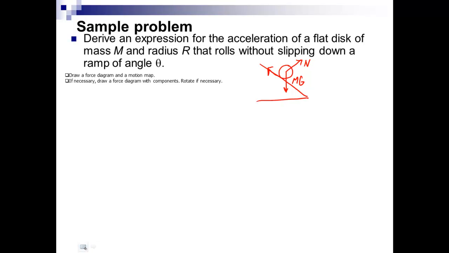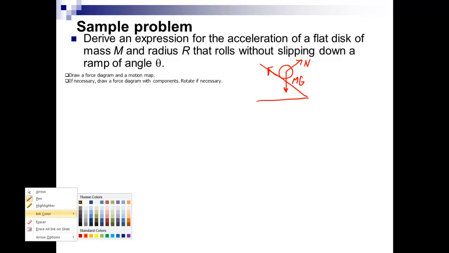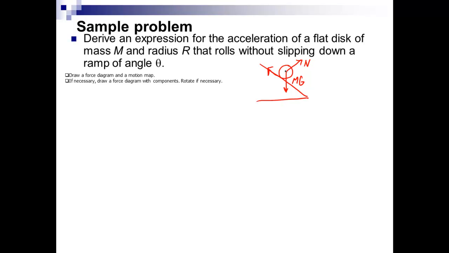And let me use a different color pen to highlight the fact that the radius r is right there. Let's also look at the components of the force due to gravity. There's this vertical component and there's this horizontal component. So we drew our force diagram.